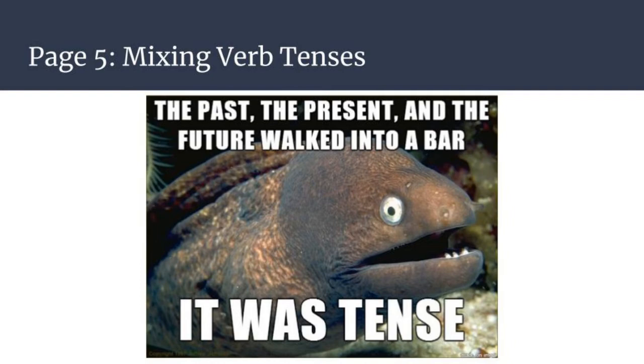Some examples of incorrect sentences and how you might be able to fix them. So a student wrote, in our previous study, we observe the same results. So here, as you see, we're talking about a previous study, but the verb is in present tense. So instead you would write, in our previous study, we observed the same results.